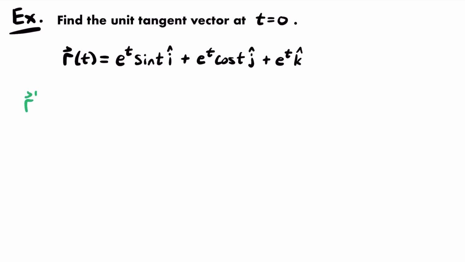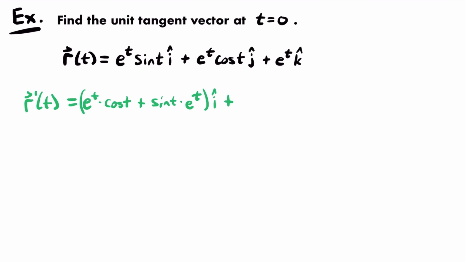We'll have r prime of t is equal to the derivative of this component, which features a product of two functions, so we will have to use the product rule here. We'll have e to the power of t, which is the first function, times the derivative of the second. The derivative of sine is cosine. And then we'll add that to the second function times the derivative of the first, but the derivative of e to the power of t is just itself, so we're multiplying by e to the power of t. That is all multiplied by i.